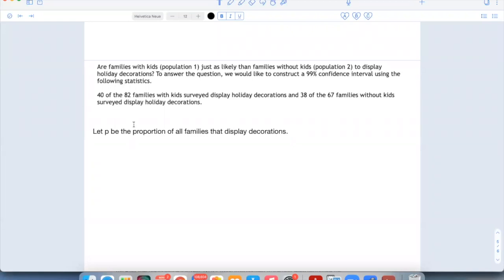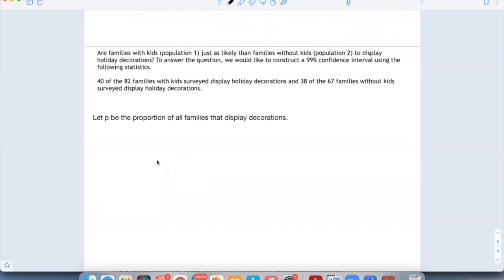Notice I didn't mention either group here. Same on every one of these. I'm defining my entire population, all families, successes, they put up decorations. Then I have my two groups. So with kids, and then no kids. Each group is going to have an X, an N, and a P hat.